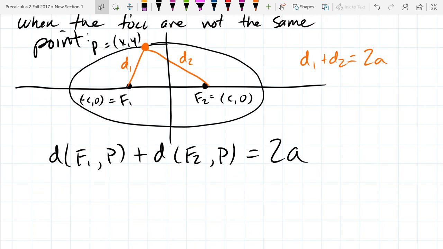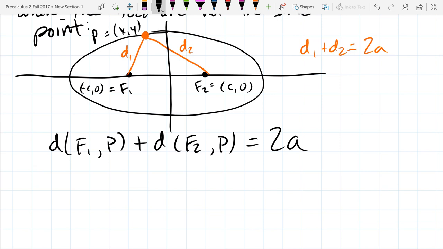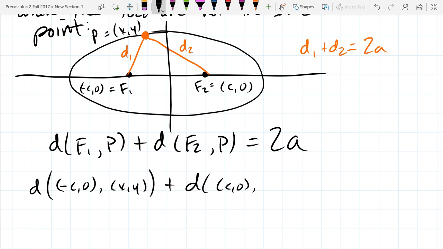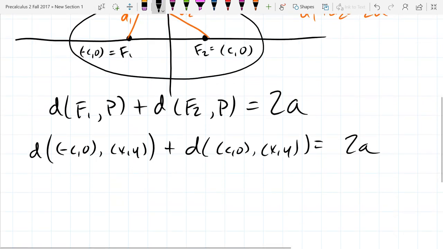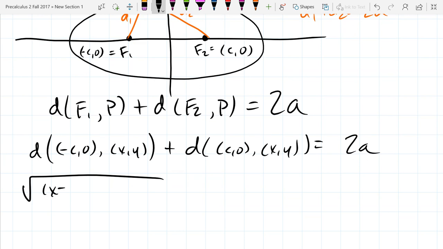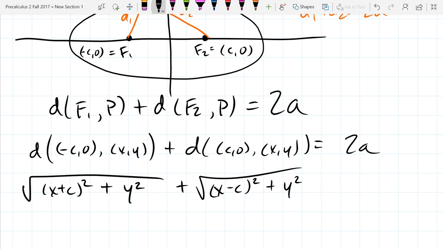So let's write down these distance formulas here. F1 is negative c, 0 to the point (x, y) plus a distance. The other point is (c, 0) to (x, y), and it's supposed to equal 2a. So this distance is the square root of (x plus c) squared plus y squared, plus the square root of (x minus c) squared plus y squared, equals 2a.